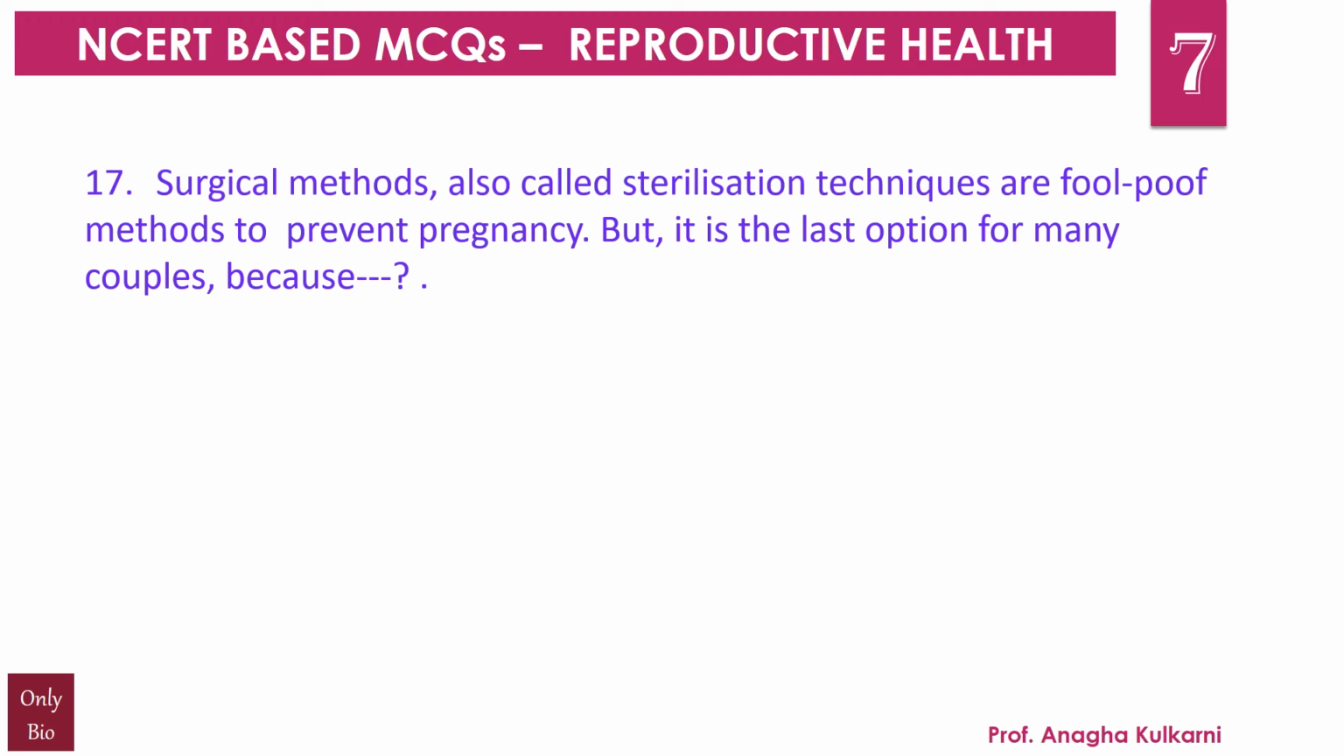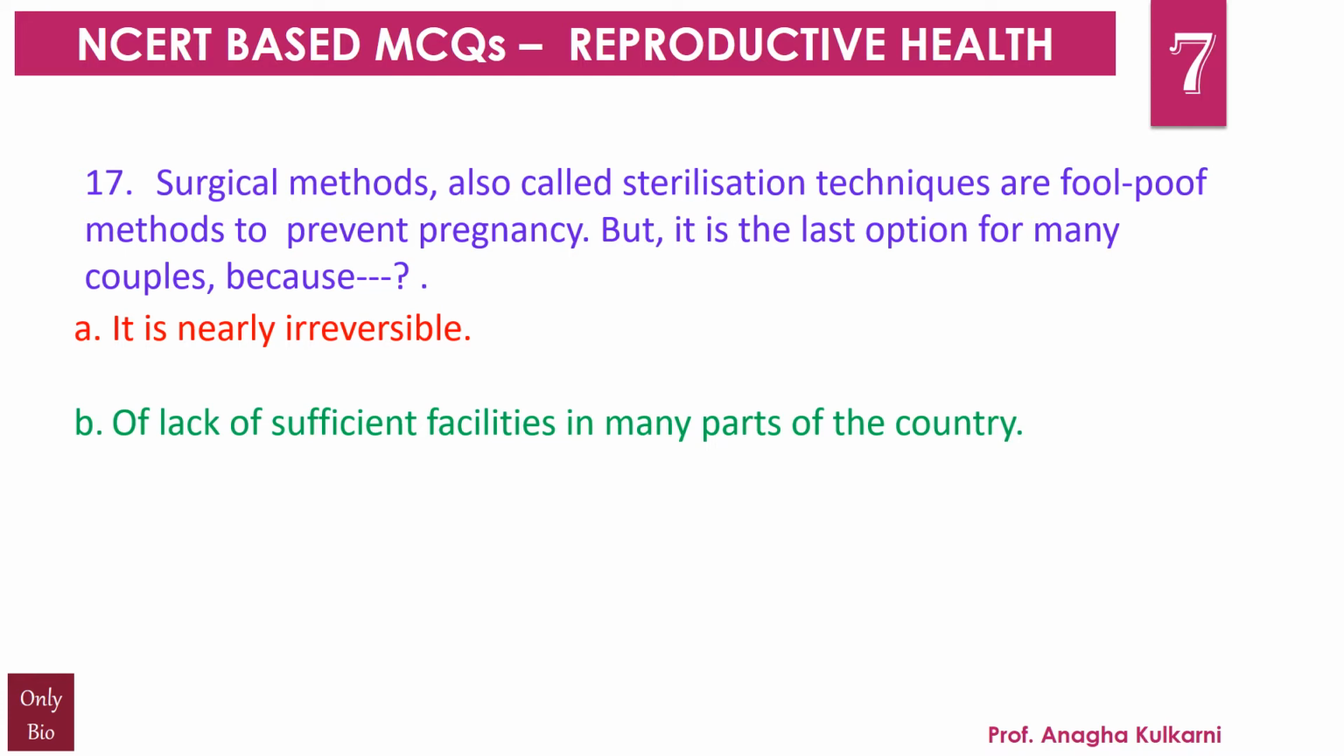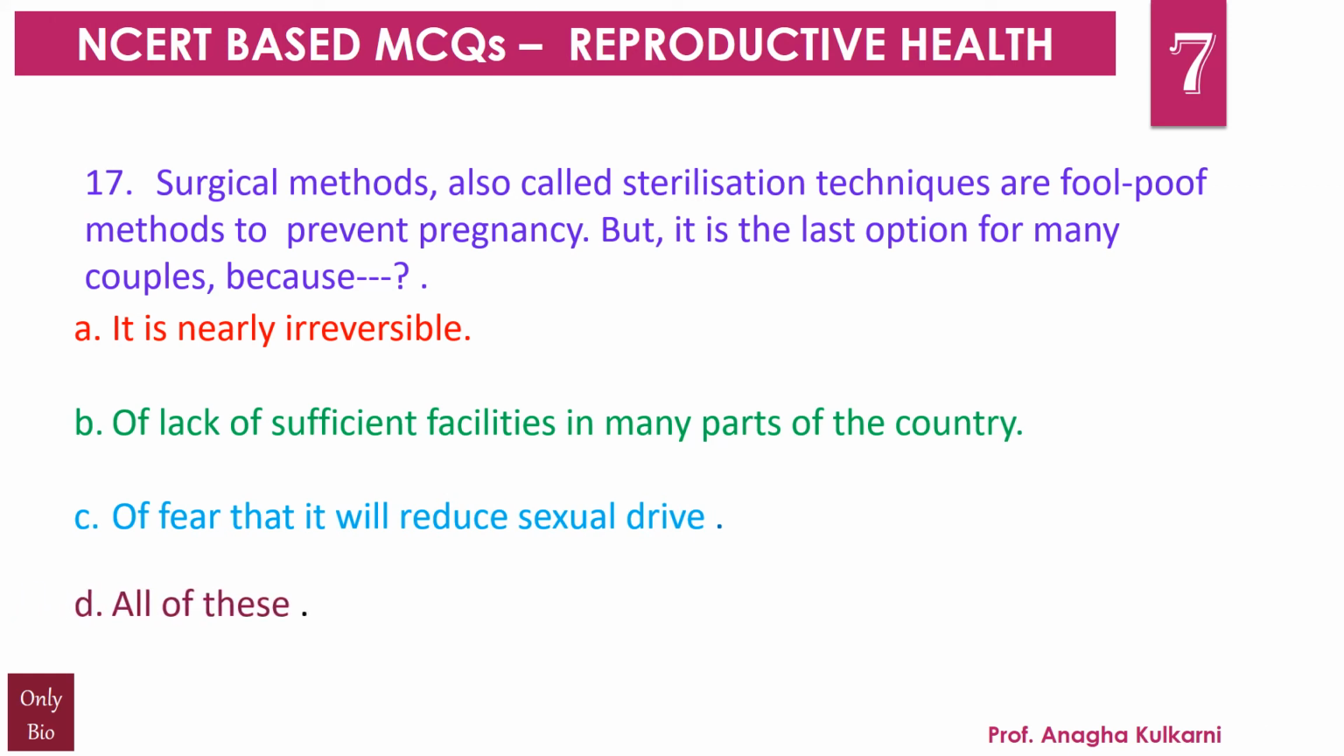Question number 17. Surgical methods, also called sterilisation techniques, are foolproof methods to prevent pregnancy, but it is the last option for many couples because A. It is nearly irreversible. B. Of lack of sufficient facilities in many parts of the country. C. Of fear that it will reduce the sexual drive. D. All of these. And the correct answer for this question is D. All of these.